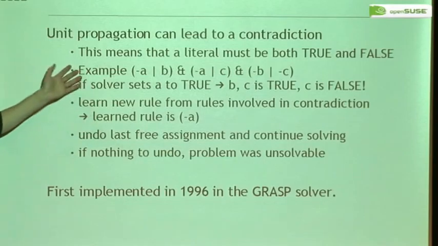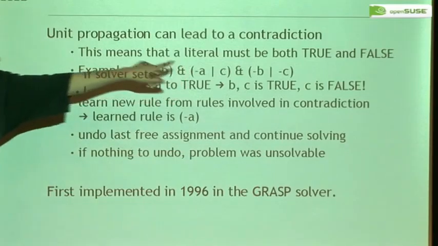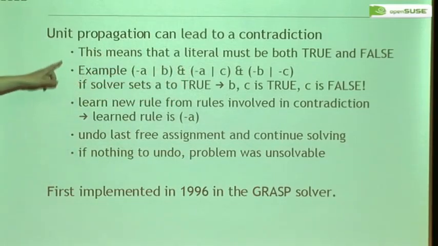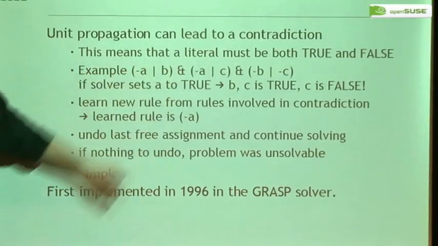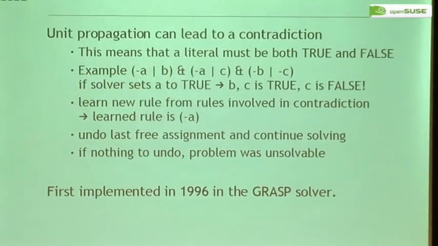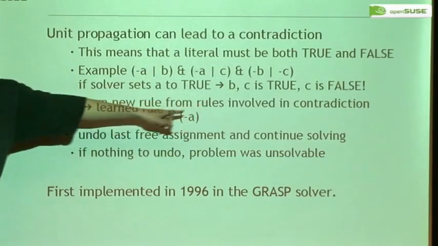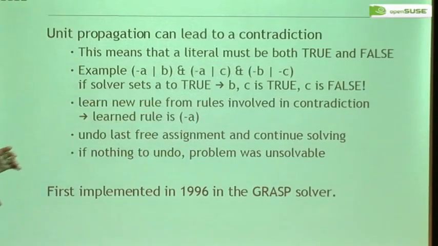So what happens is that the SAT solver algorithm learns from all the rules that were involved in the contradiction and learns a new rule, a so-called learned rule, and adds it to the set of rules. In this case it's very easy. The learned rule is just: I can't install A, because then we get this contradiction. But a learned rule can actually contain any number of literals with nots, so there can be more complex ones than this.